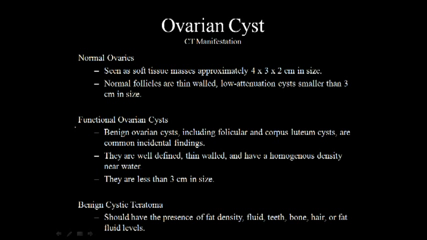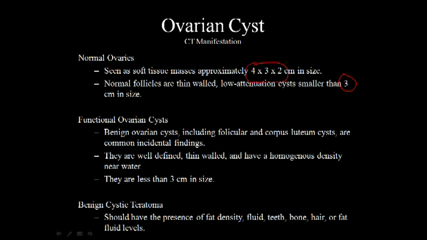Normal ovaries are going to be seen as soft tissue masses approximately 4 by 3 by 2 centimeters in size. So if you see something around this size, it's typically normal. Normal follicles are thin-walled, low attenuation cysts smaller than 3 centimeters in size. So you need normal follicles to be smaller than 3.